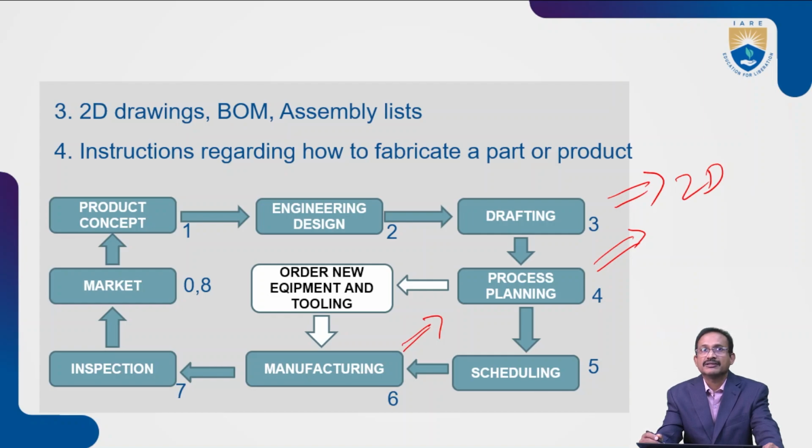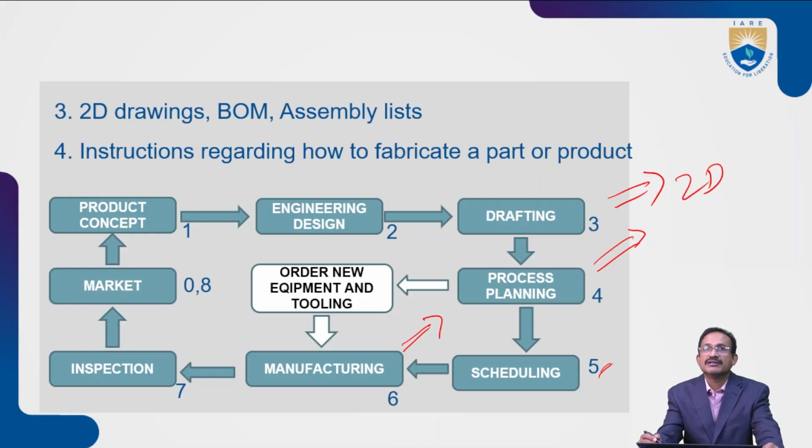That is nothing but in what way we have to use the machines. What kind of process plan to be adopted to manufacture a part or product. Right? So even after that, the manufacturing is not going to start. One more department is there, that is scheduling. That is number 5. Why scheduling is here?